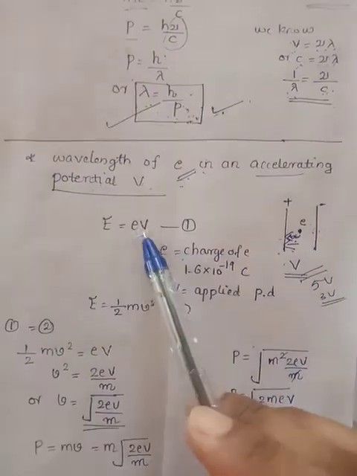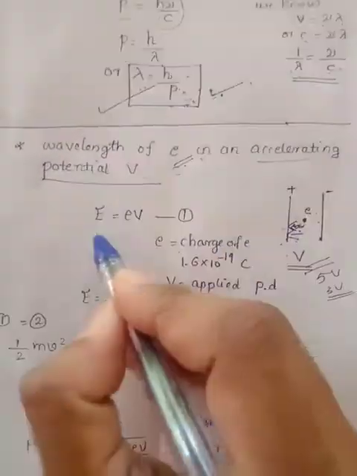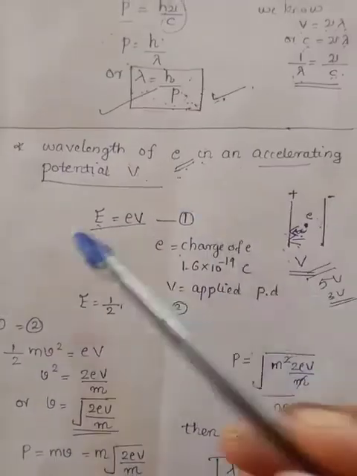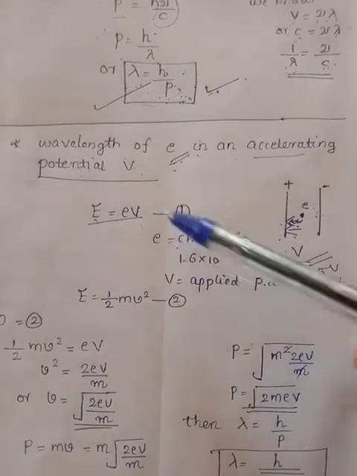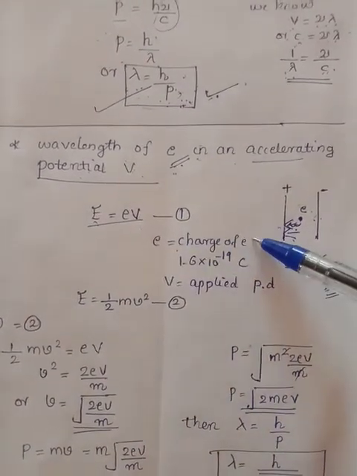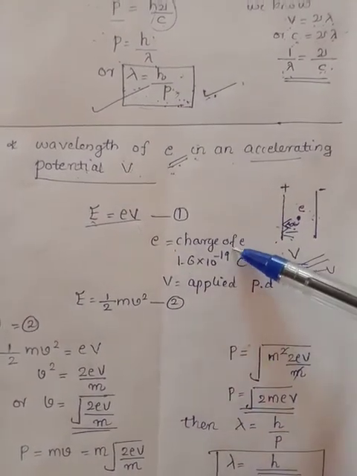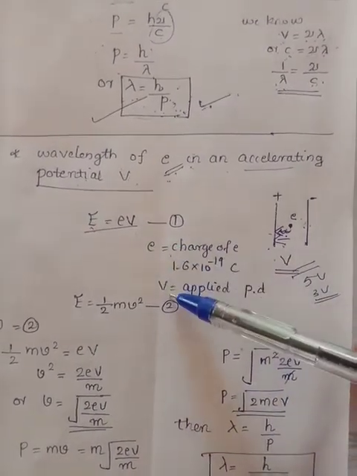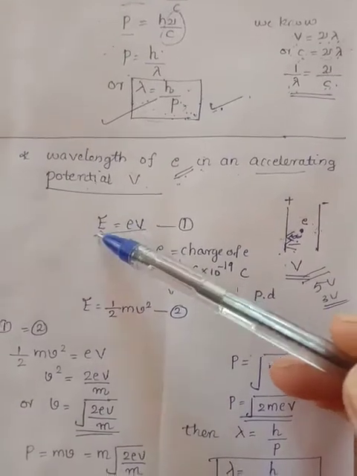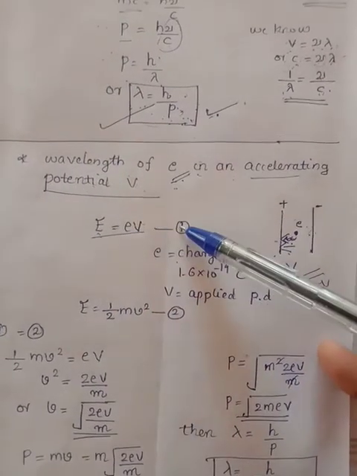So we have the basic equation, energy is equal to eV. How to find the energy of this electron? It is given by e into capital V, where e is the charge of the electron, that is 1.6 into 10 raised to minus 19 coulomb, and capital V is the applied potential difference. So from e and V, energy can be written as E is equal to eV. This is equation number 1.